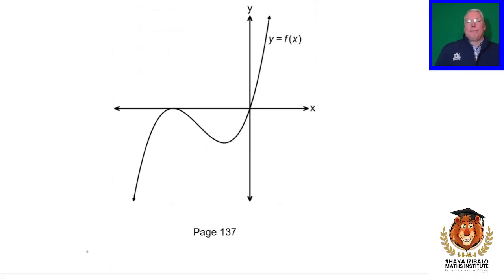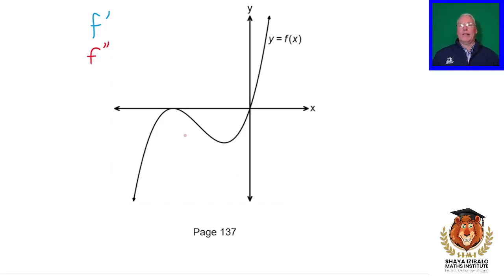Here's another one. Pause the video, try it, and see if you can draw with two different color pens, or a pen and a pencil or whatever. We'll draw f dashed with a blue pen, and then on the same set of axes, draw f double dashed. You can't draw them exactly, but you can get a kind of a sense of where they're going. Pause the video and have a go. Okay, so let's take a look.